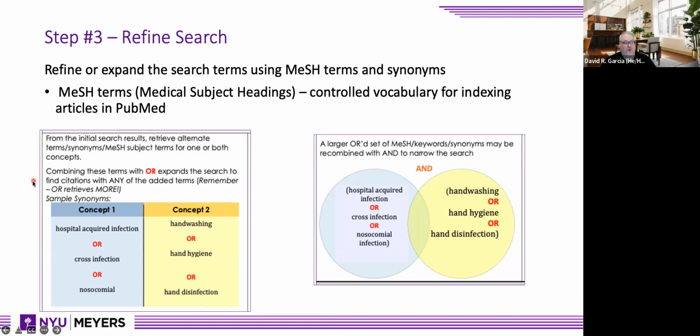And this is when you'll use "or." So you'll have hospital-acquired infections, or cross-infection, or nosocomial. And then for your other concept, you might have hand washing or hand hygiene or disinfection. And so what the database will do is it'll just create a bracket or parentheses for all of these and all of these. And then you can use "and" again. So here you'll have all of these terms and all of these terms. And that way you'll start to really refine your search, and maybe you'll get more, or maybe you'll weed out some that weren't quite a good fit to begin with.